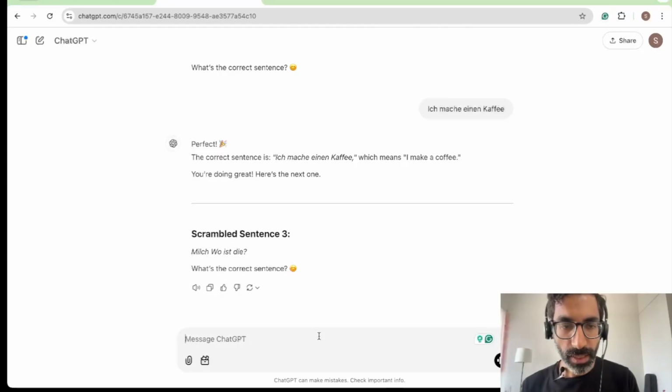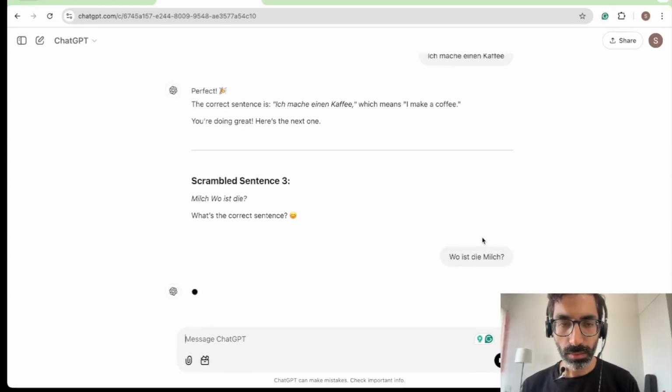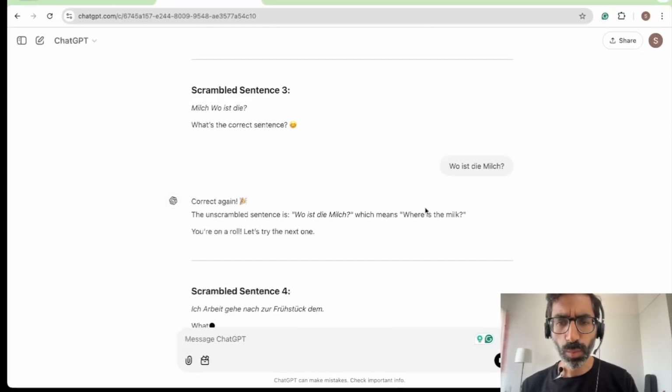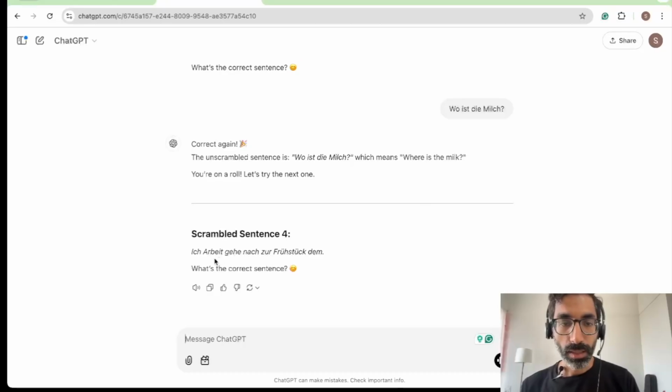So the next sentence, it says "Milch, wo ist die?" "Wo ist die Milch?" Is that the correct order? Let's see. And that is correct. This sentence means where is the milk? Now this time I have a slightly longer sentence, so this may be difficult. Let's see if we can get it right the first time. So it says "Ich arbeite nach zur Frühstück dem."